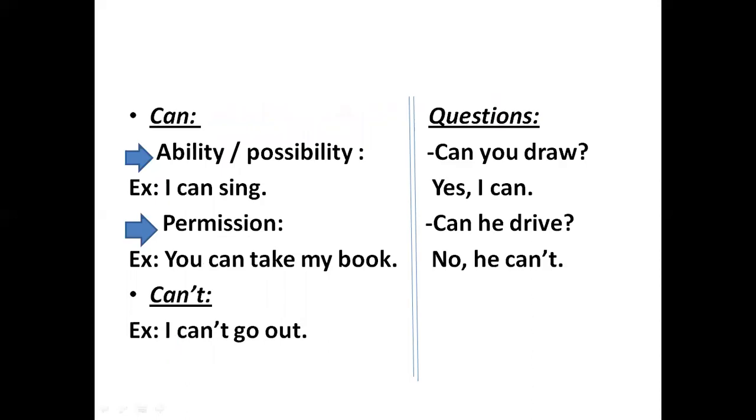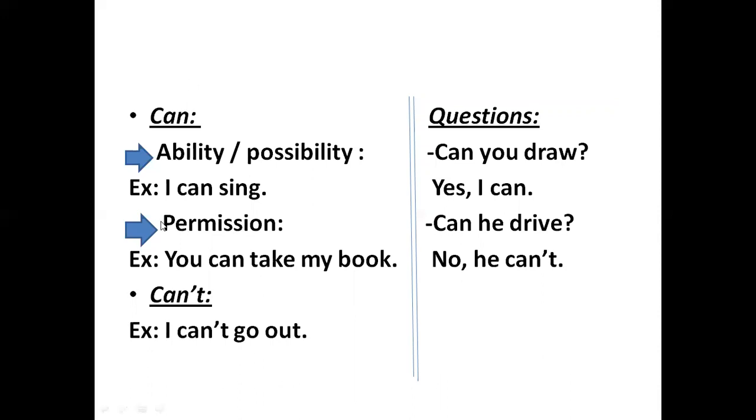So let's recap quickly. We use can for ability or possibility. When I'm able to do something, or I want to ask about someone who is able to do something, or if it is possible to do something. For example, I can sing. I'm able to sing. Number two, we have permission. You can take my book. So I'm giving you permission to take my book.